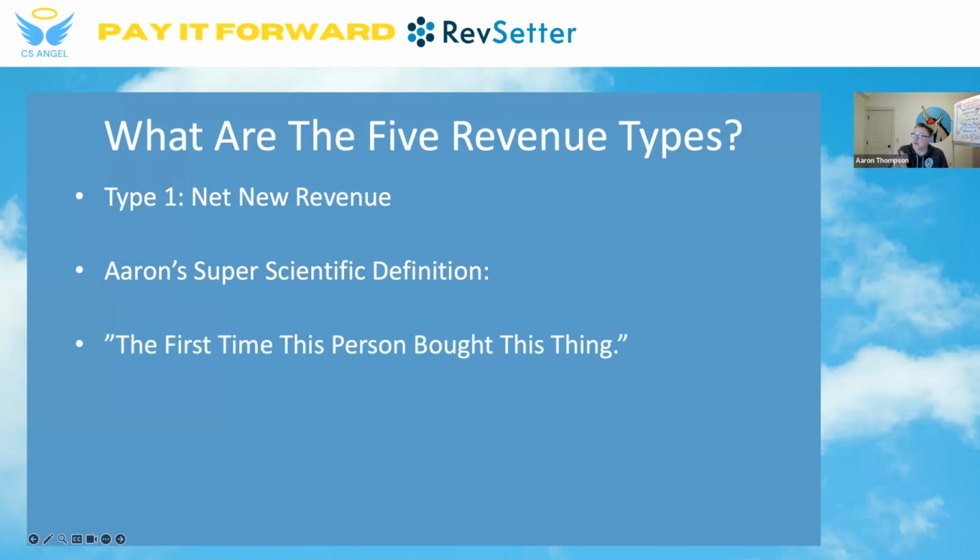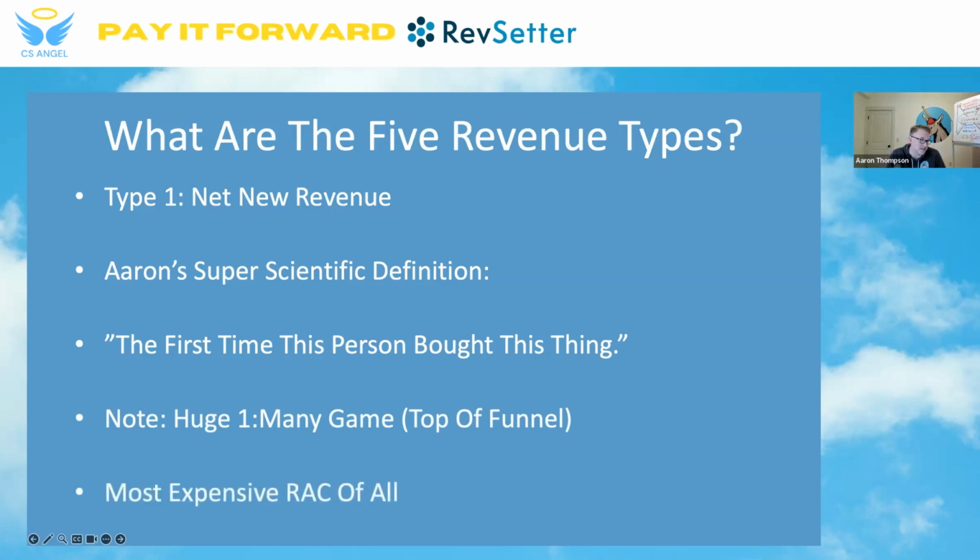So it's about the person. It's not about the account. Accounts don't buy things. Logos don't buy things. Humans do. And so we're selling to humans, we're servicing humans. Those humans are deciding to either purchase initially, renew, expand, advocate, all these different things that we're about to talk about. That's all about the people involved. And it's the first time they bought this thing. Okay. Huge one-to-many game, top of the funnel, like I talked about.